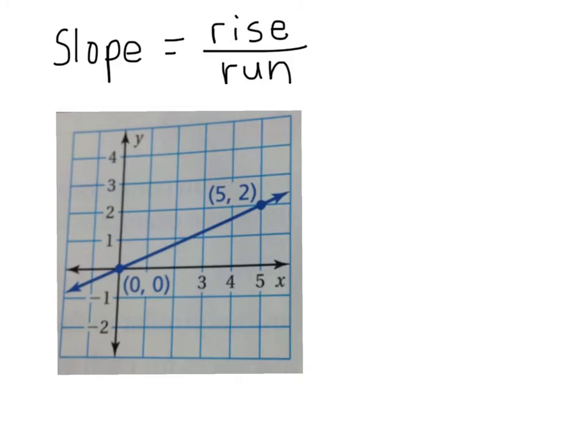You may have also heard slope be referred to as rise over run, and that's the same exact thing. Rise is how far it's going up, and run is on the bottom, how far it's going over. And that's the same thing as change in y over change in x.